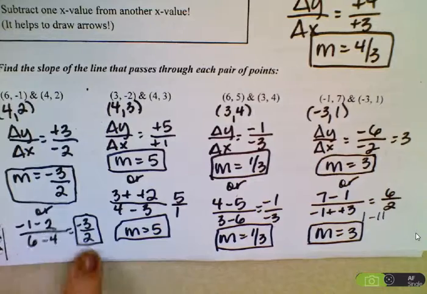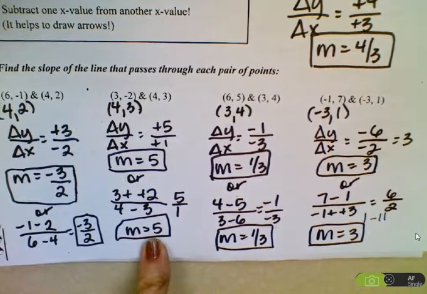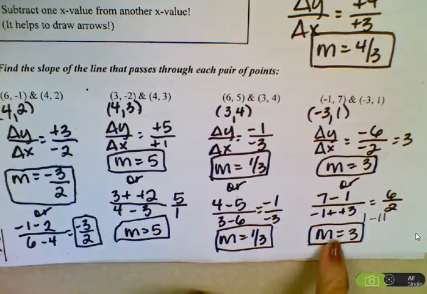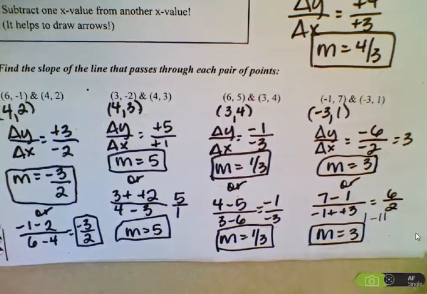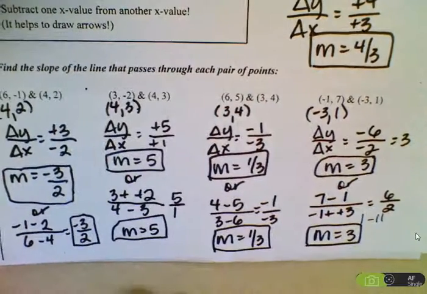Okay? So for the first one, you should have gotten a slope of -3/2. Second one, a slope of 5. Third, a slope of 1/3. And fourth one, a slope of 3. Okay, make sure you have all of this completed on this page, and then we'll continue to page 1-12.